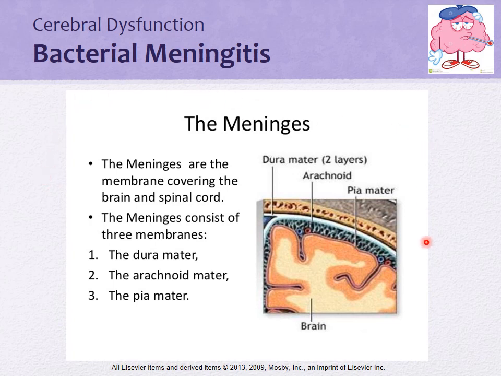So here I just want to put in a slide of the meninges so you guys are aware of where they are. They are the membrane covering the brain and the spinal cord, and it consists of 3 membranes. All right, so you have the dura mater, there's 2 layers of that, the arachnoid mater, and the pia mater. And this is where your meninges are located. So when you have bacterial meningitis, these are the areas that are affected.